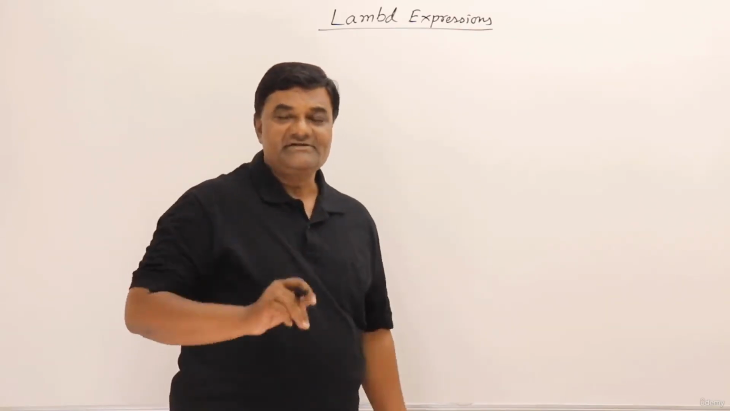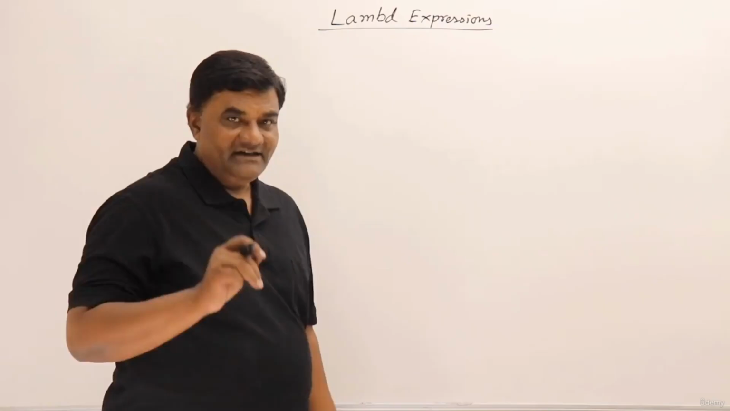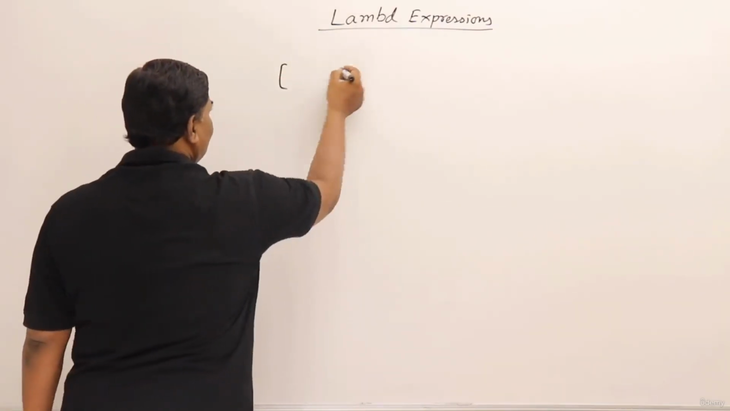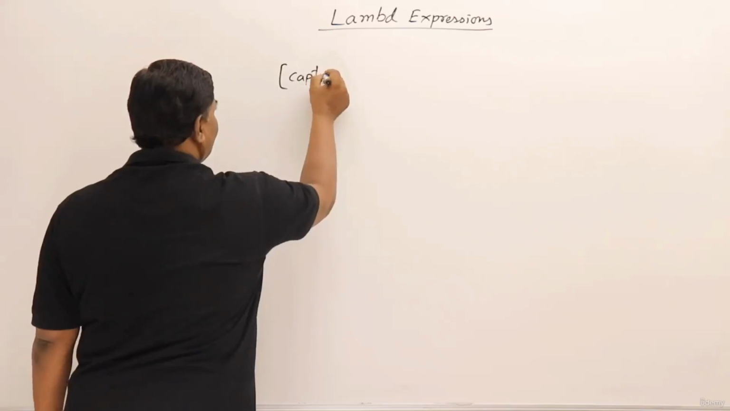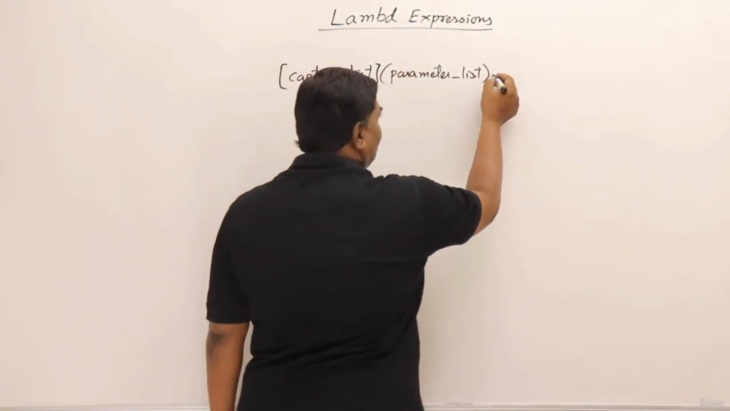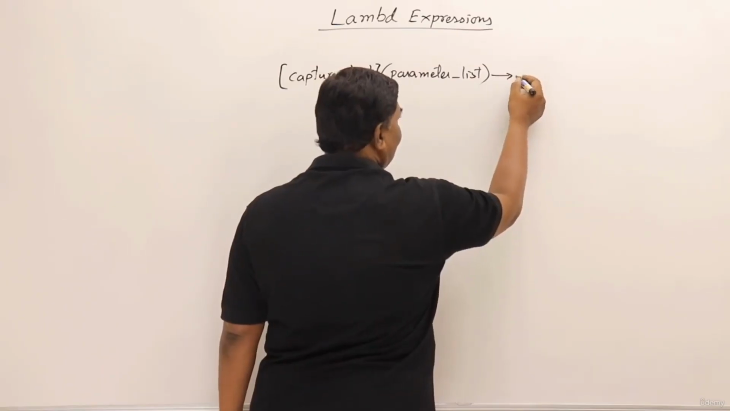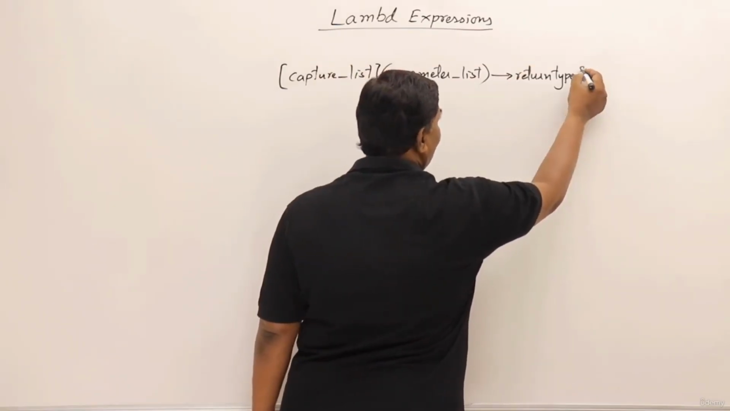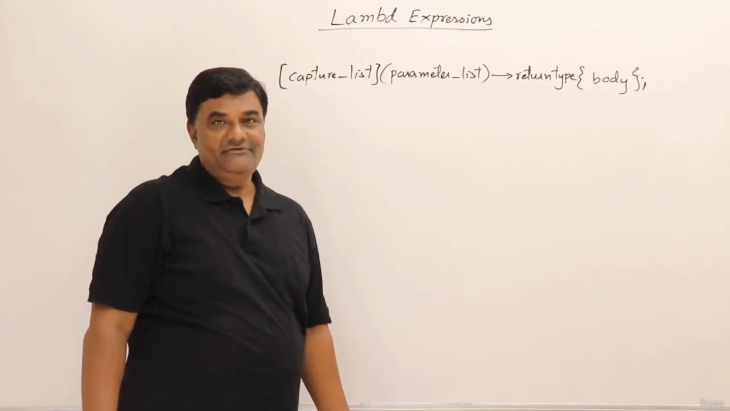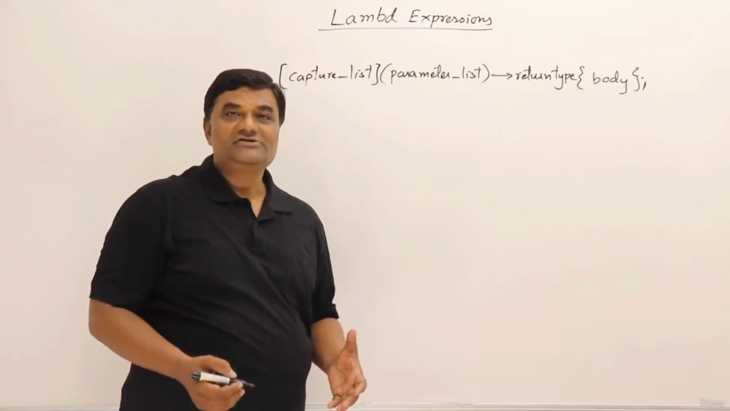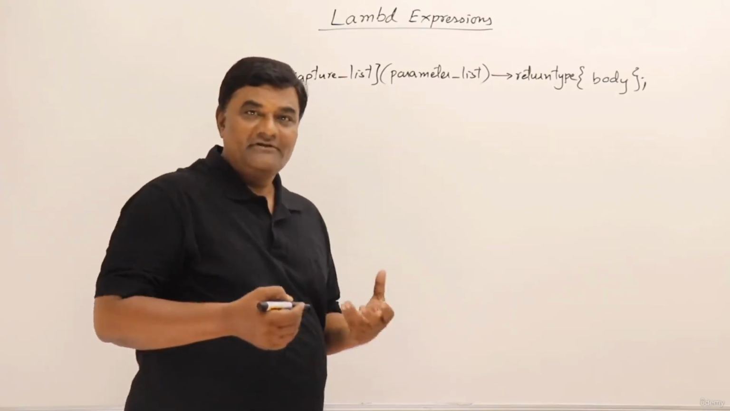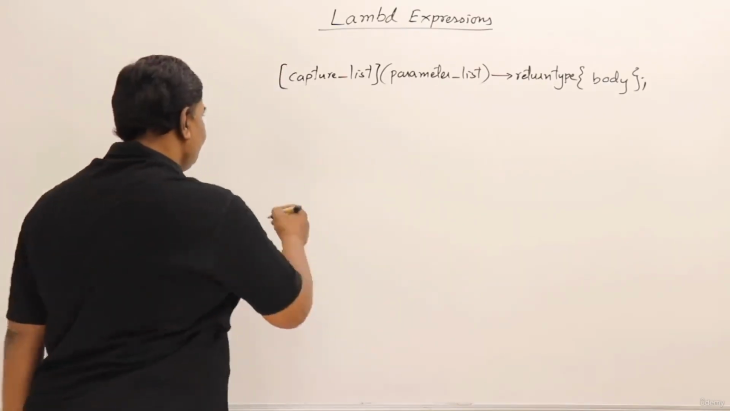So let us see the syntax for defining lambda expression or unnamed function. See, this is capture list, next is parameter list, and if required we can write return type, then body of a function. This is the syntax for writing unnamed function. Let us see how to write the functions and how to call these functions and what is the use and how powerful they are.